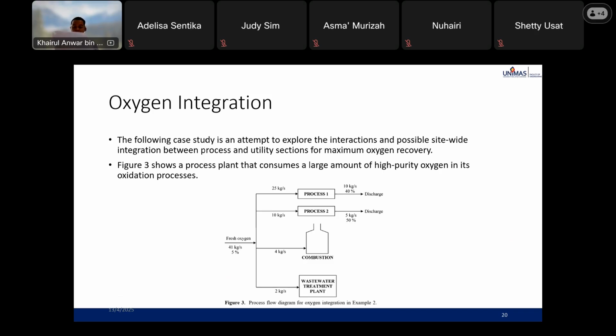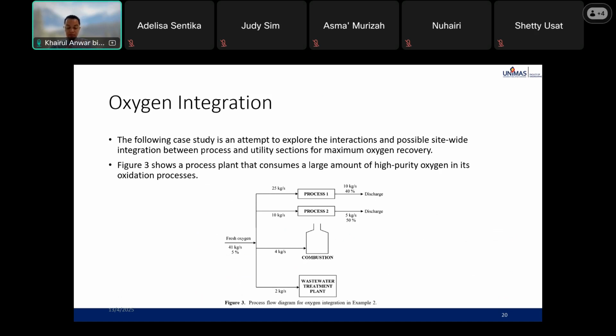Some oxygen integration has focused on the optimum use of oxygen in a wastewater treatment plant. The following case study is an attempt to explore the interaction and possible site-wide integration between process and utility sections for maximum oxygen recovery.